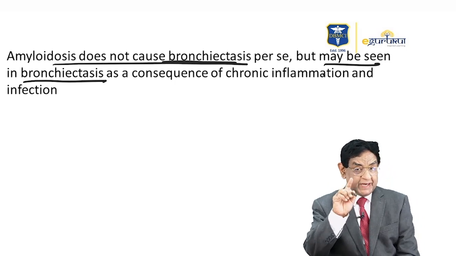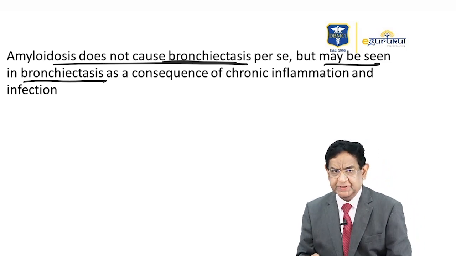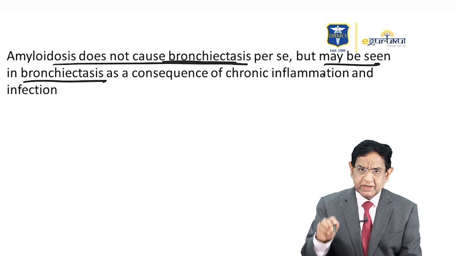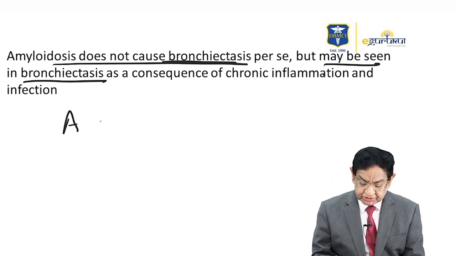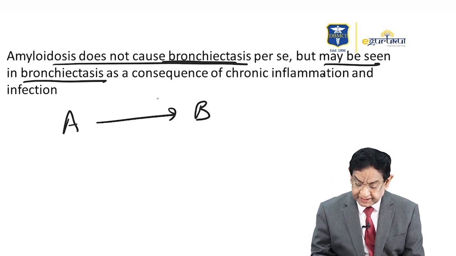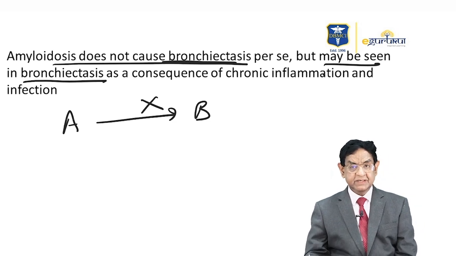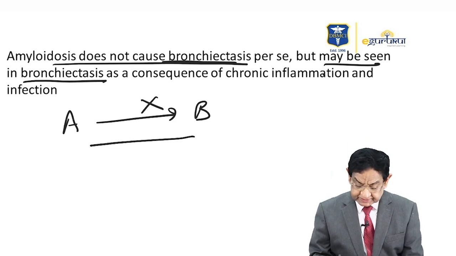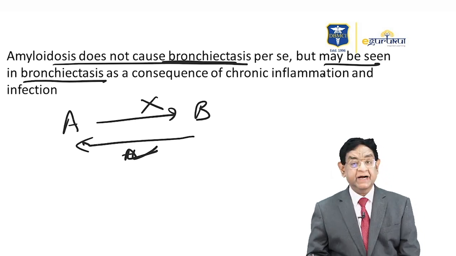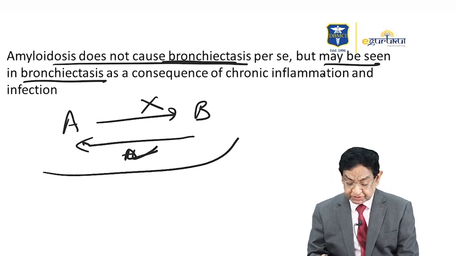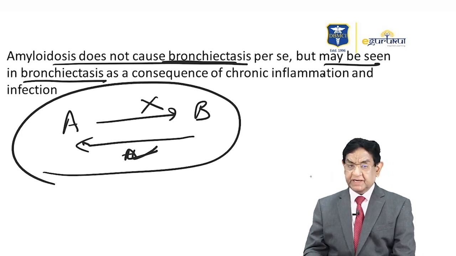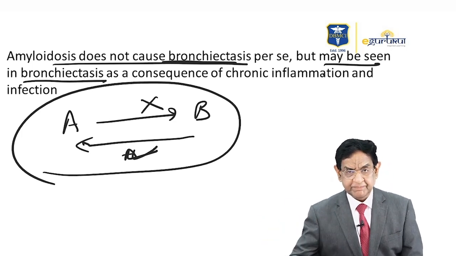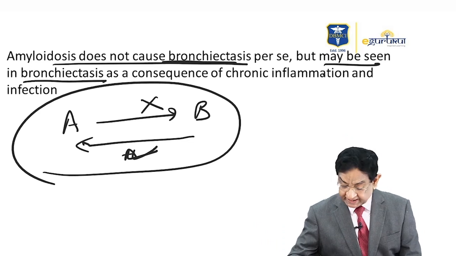Point to note again, very careful wording should be there. It does not lead to bronchiectasis, but in bronchiectasis, amyloidosis can occur. Point to note it, make a box of this line: A does not make a B, but in B, A can occur.